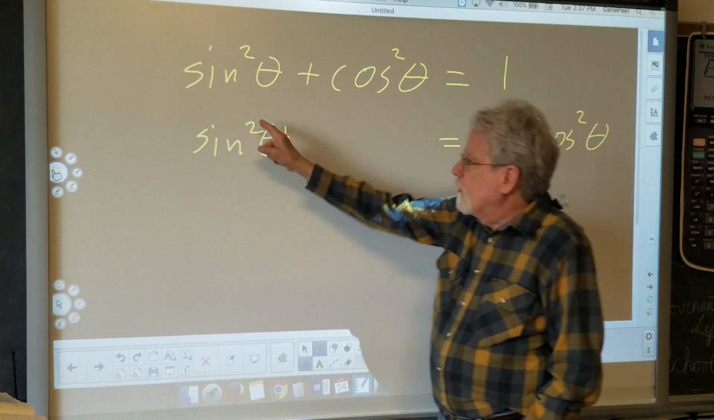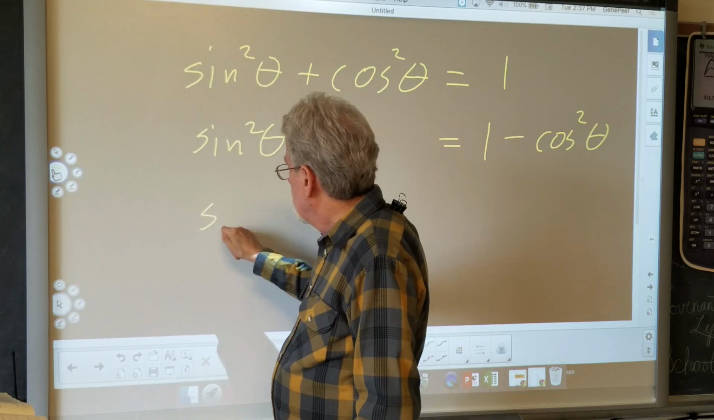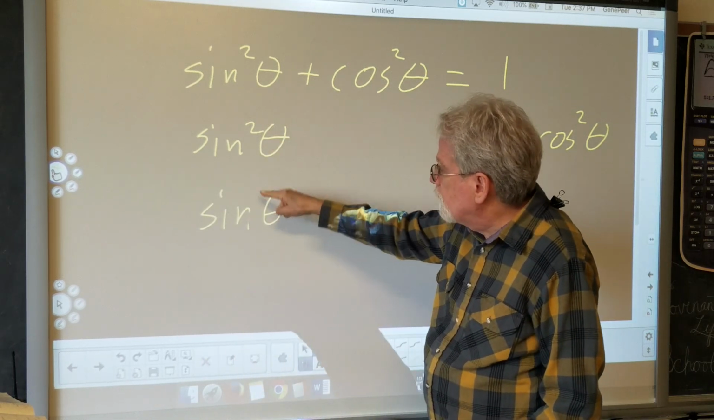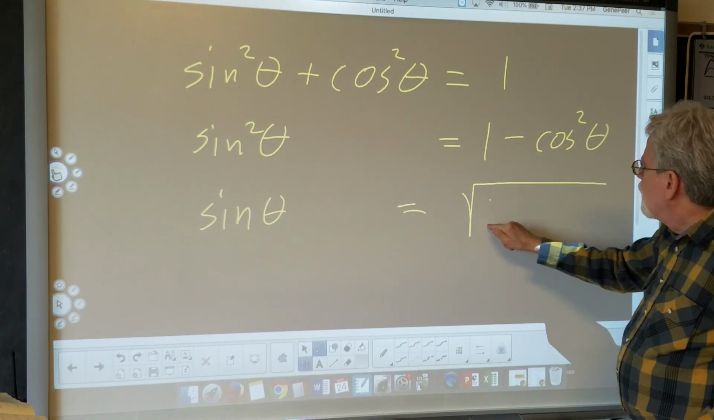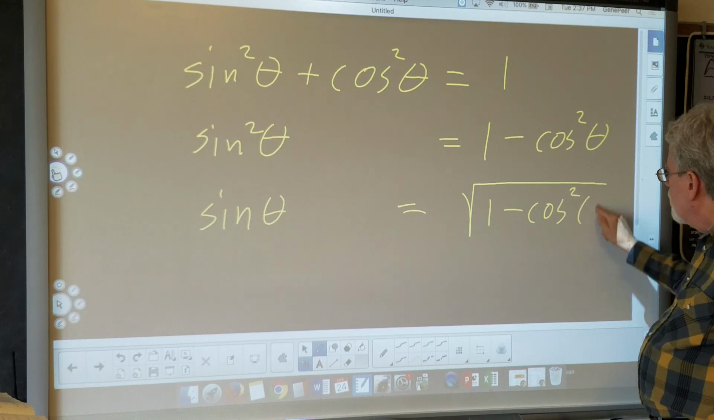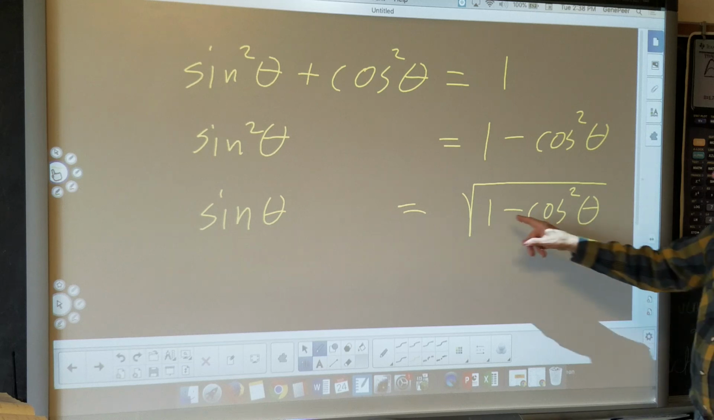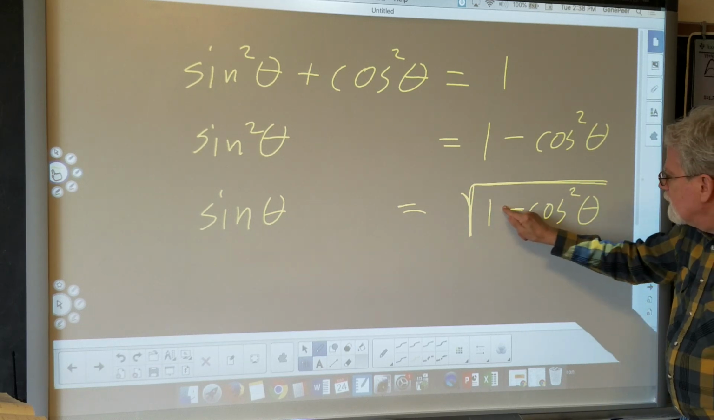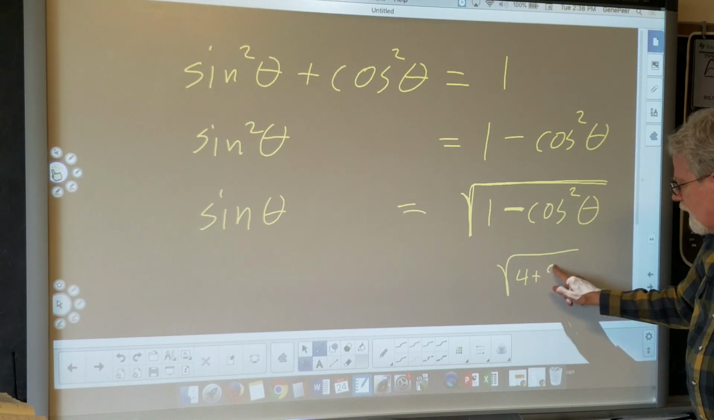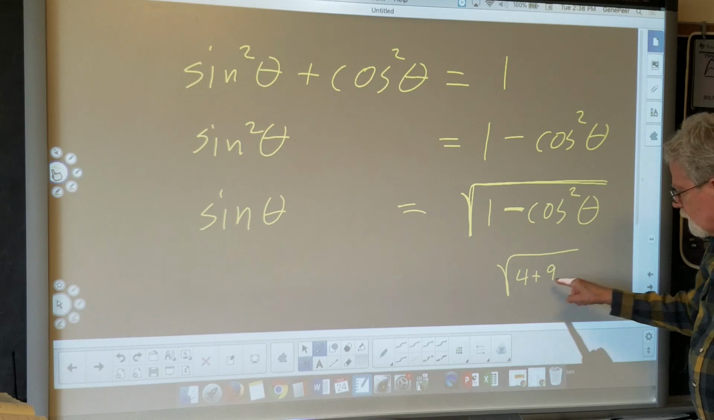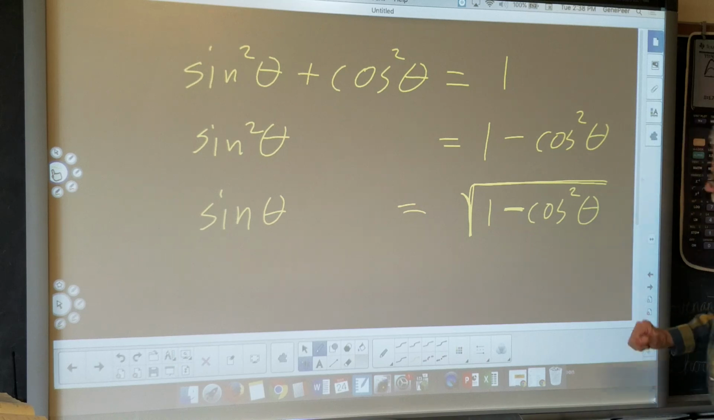Now, how do we get rid of that exponent? Well, how about take the square root of both sides of the equation? That'll give us sine of theta. Notice, please, the exponent is gone. Sine of theta equals the square root of 1 minus cosine squared theta. Oh, Mr. Pearson, that's just going to be 1 minus cosine? No. You know better than that. Radicals don't work that way. That minus sign messes things up. The square root of 4 plus 9 is not going to be 2 plus 3. No, it's the square root of 13. So no, you can't split that apart. So we're stuck with that.